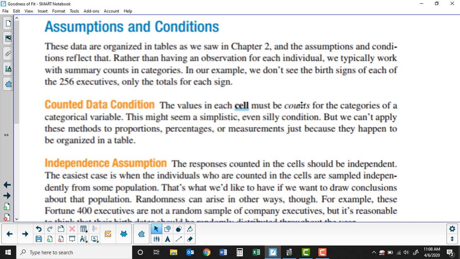We can't use means and averages and stuff like that. We have to have counts. All right. So we can't apply this to proportions, percentages, measurements, that type of thing, because it has to be counts.